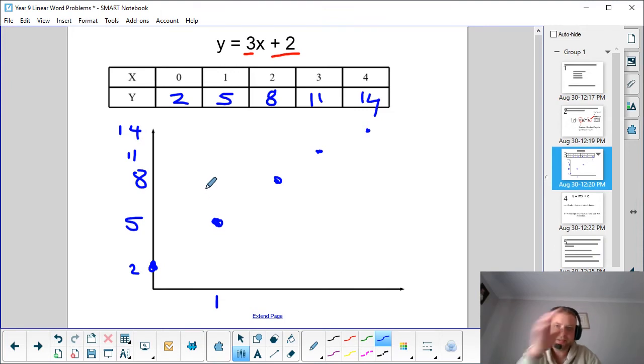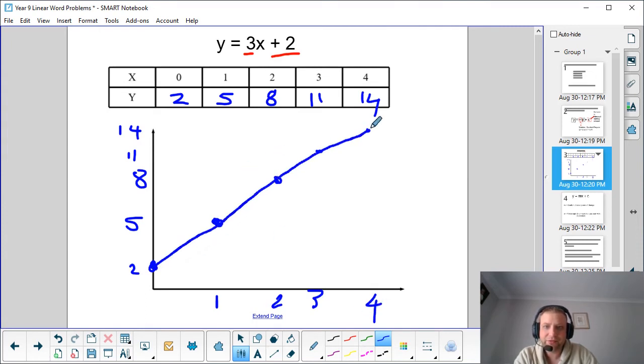This 3 says go up by 3s, and the 2 said, well, you should start at 2, right? And those two things come together to make an equation, to make a straight line rule that we can graph and that we can work with, right? Counting up by 3s, but starting at 2.